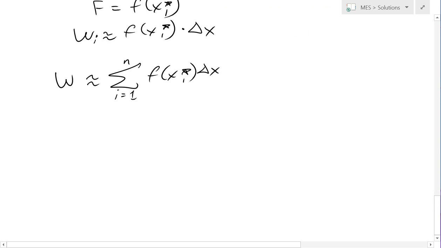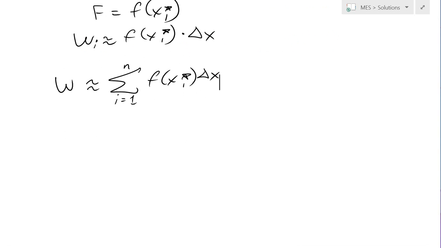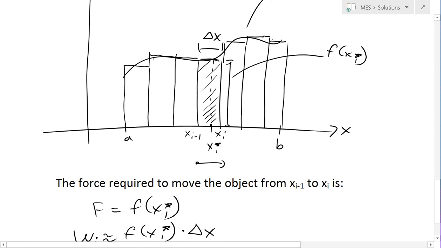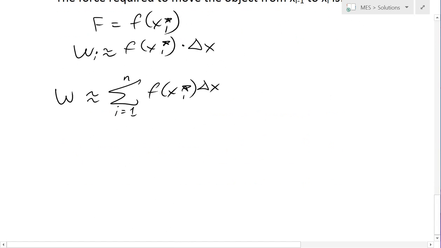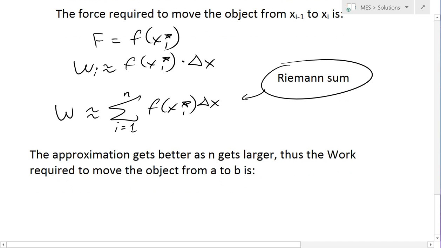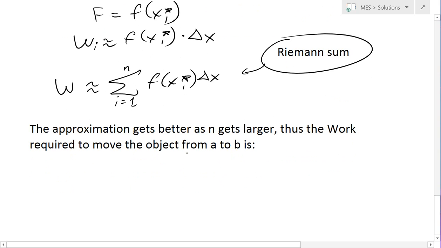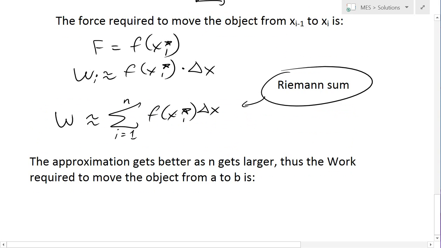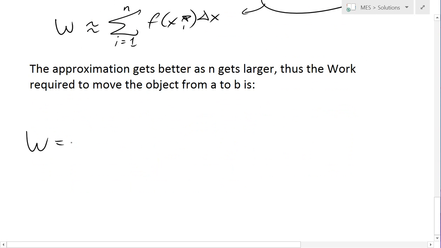So this is again the same thing as our derivation for an area under the curve or an integral definition. Now if we were to break this up into even smaller and smaller rectangles and eventually go to infinity, the work required then is the total work. The approximation gets better and better as n gets larger, or as delta x gets smaller and smaller. Thus the work required to move the object from a to b, because we know this is a Riemann sum, will be equal to the limit as n approaches infinity, so we're getting larger and larger.